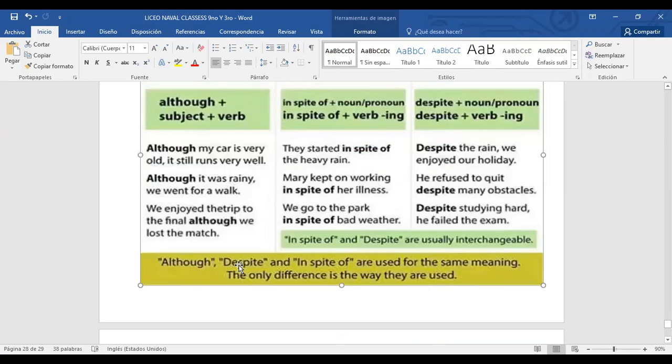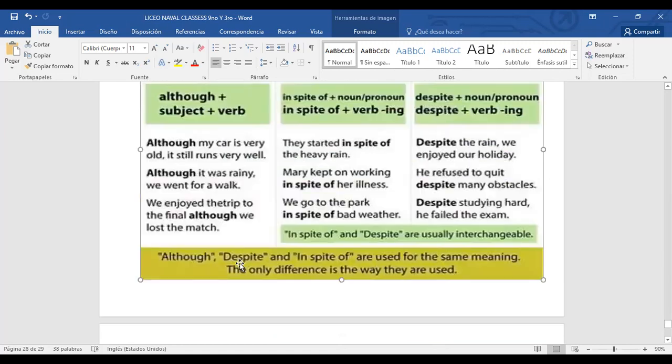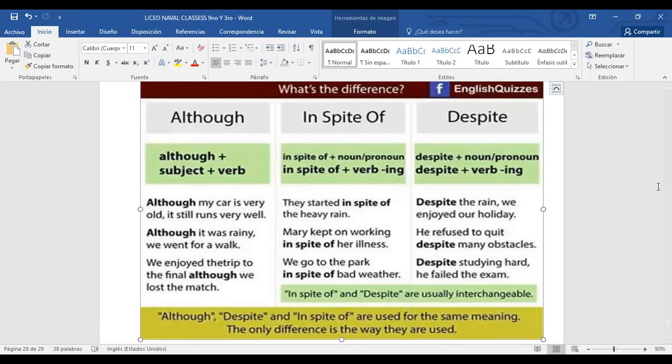Okay, copy the chart, please. Copy the chart. I don't have anything else for you. Okay, this is the difference, yeah? Take a screenshot. Yeah? Okay.